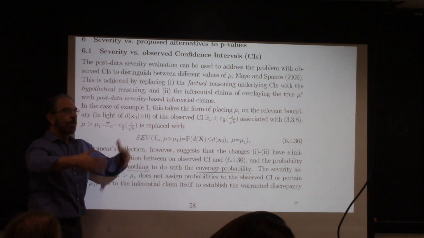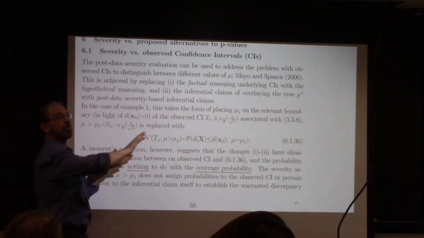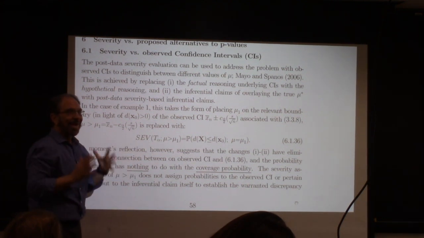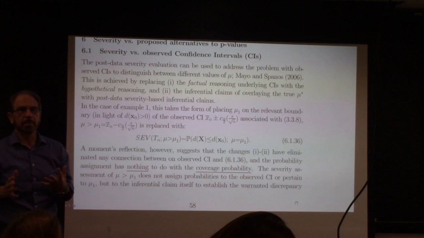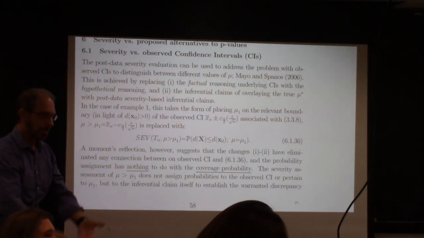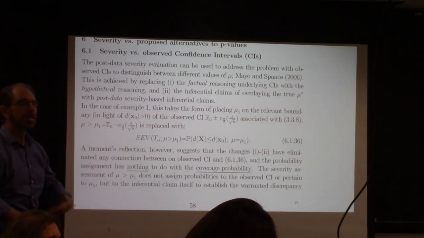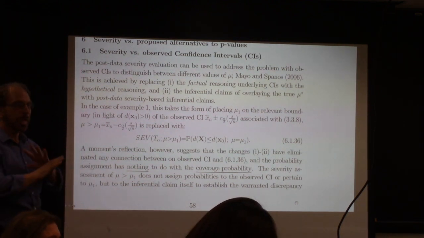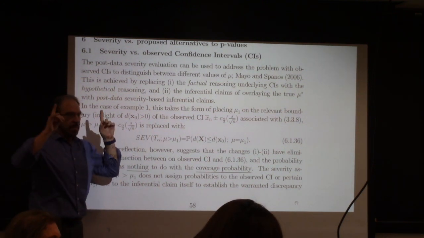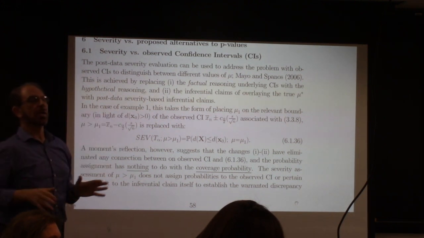And then we show how you can actually evaluate the severity of the inferential claim, bigger than or less than. But that has nothing to do with the coverage probability. Absolutely nothing to do with it. This is testing reasoning and is under the alternative and so on and so forth. So it's testing reasoning, and of course, the coincidence at the endpoints is not the answer to it.